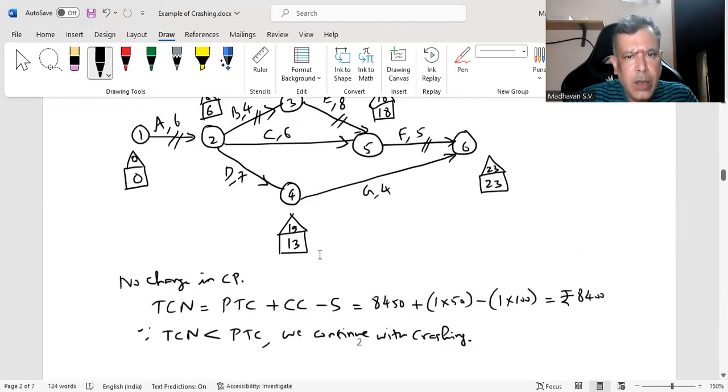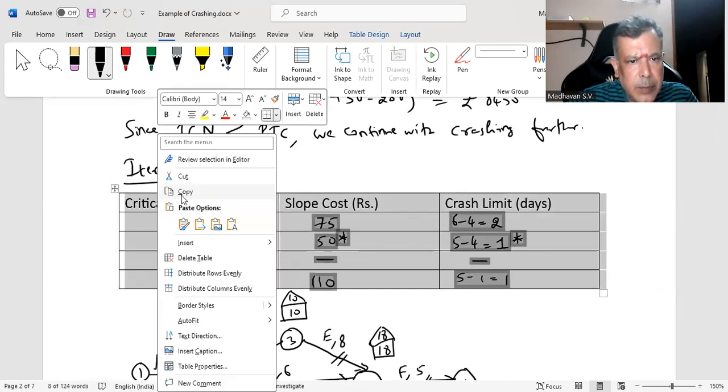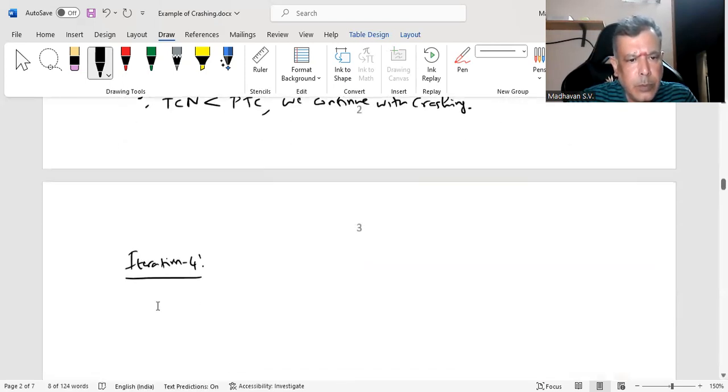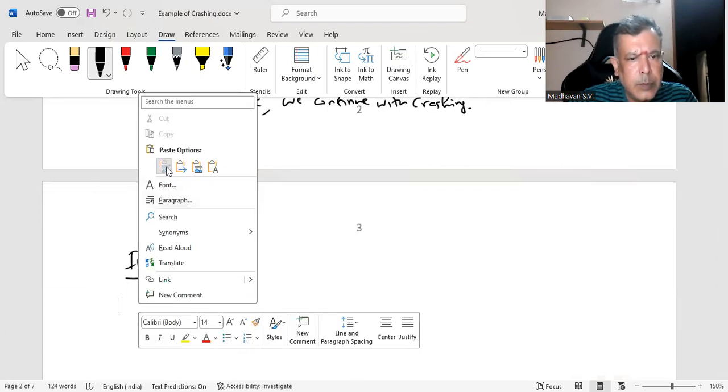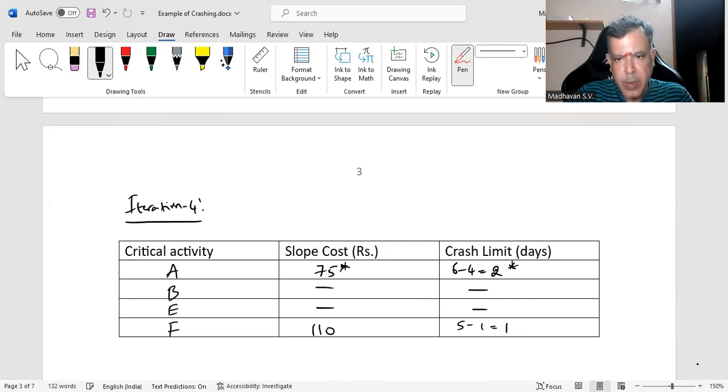We need to again draw the table, this table. Let me copy that table. So in that, we already crashed activity B. I need to remove this. That 1 day got exhausted and put a dash over there. Now we may notice the least cost is for activity A. So put a star there. Activity A, you can reduce it by 2 days. Maximum you can reduce it by 2 days.